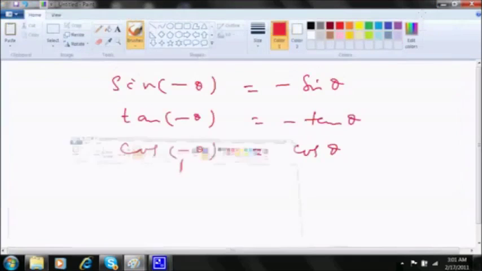Join me in the next discussion where I'll be going with the proof of dy dx of e to the power x is e to the power x, and so on.